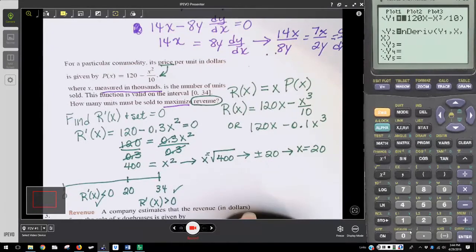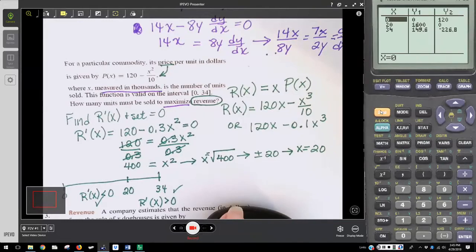So if I had done that correctly, x times 120 minus x squared divided by 10, then that is the values that we would have gotten. Got to be careful how you enter your functions. Not leave anything out.